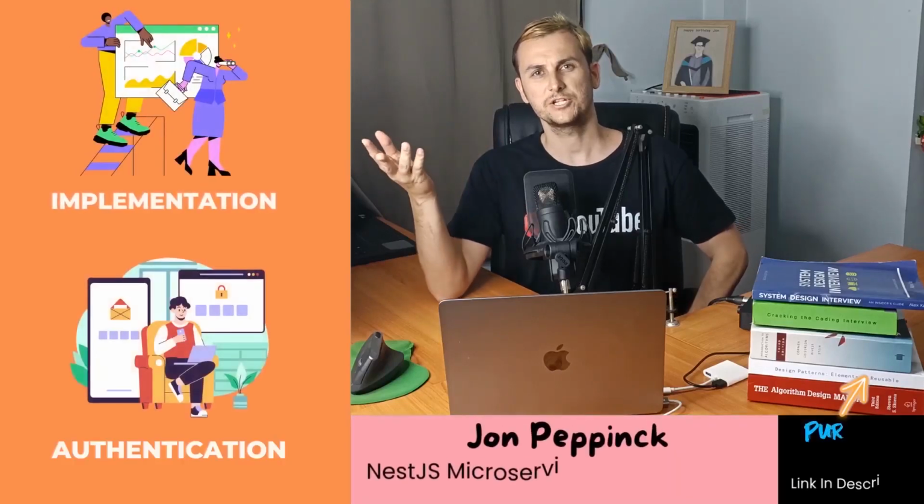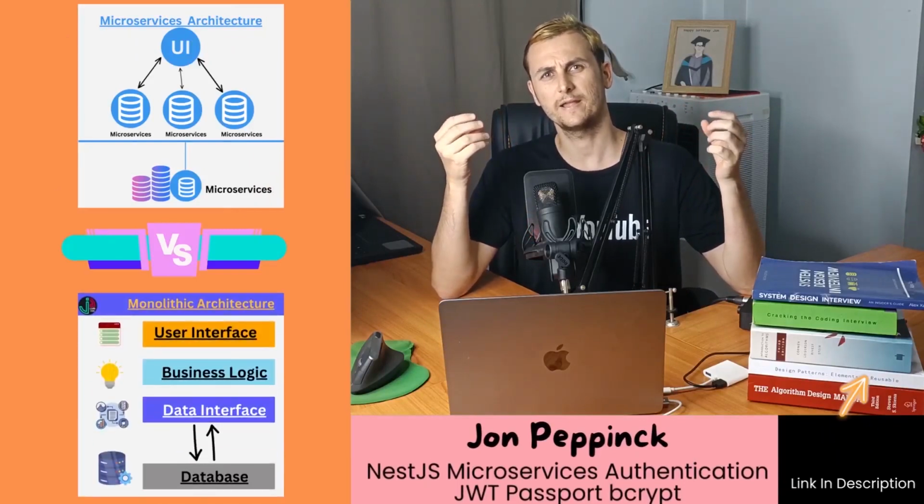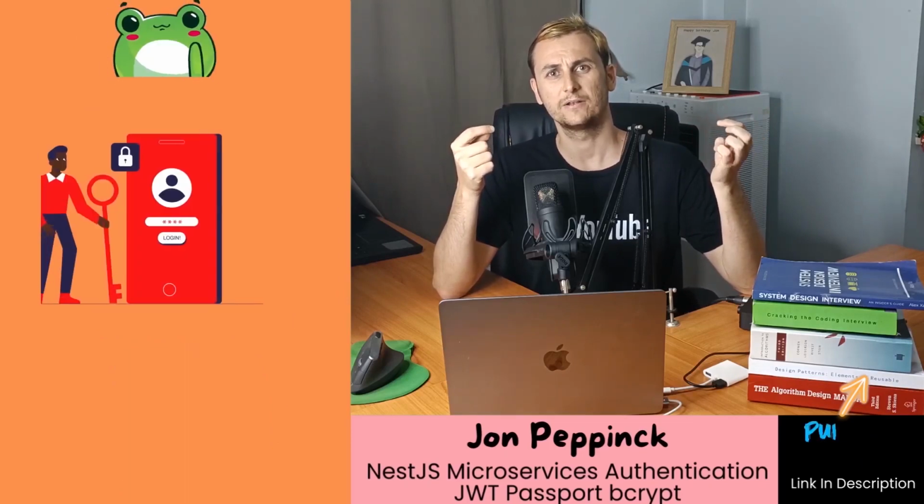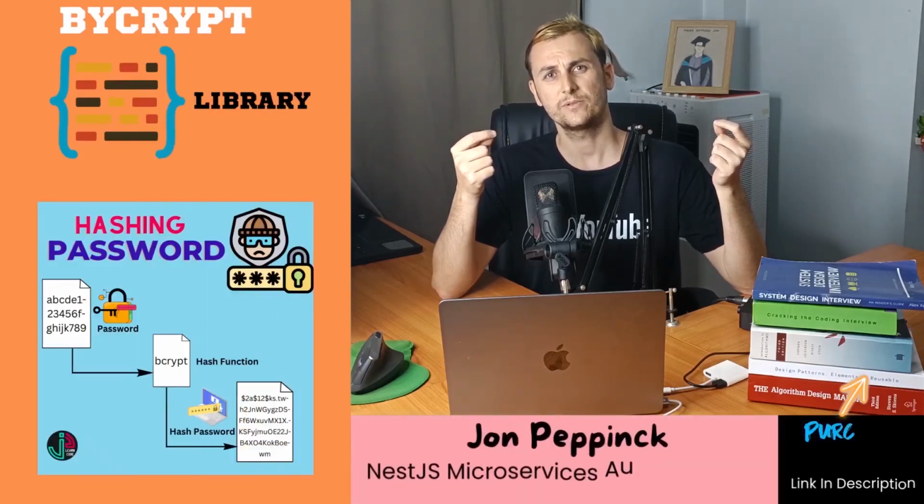The implementation details of authentication in a microservice-based architecture are a little different compared to a monolithic architecture. In this video, we're going to explore authentication, registration and logging in, and we're going to use the BCrypt library, which allows us to hash passwords so we can secure them in the database, and then we can check them.